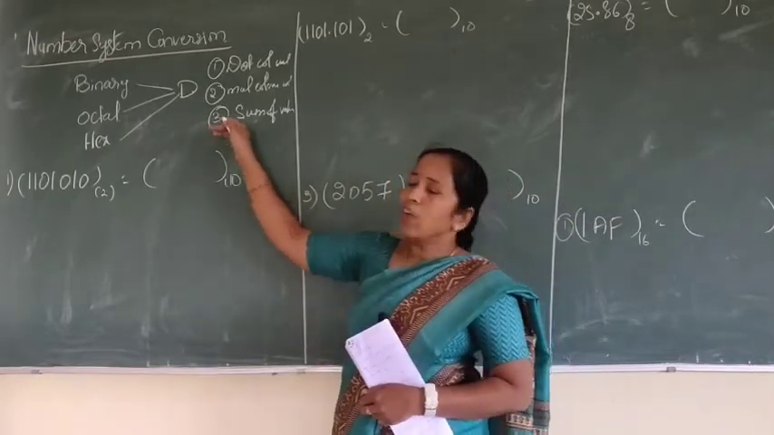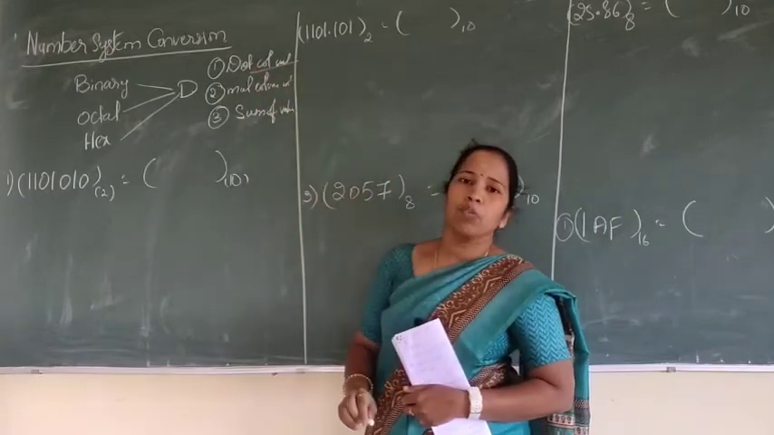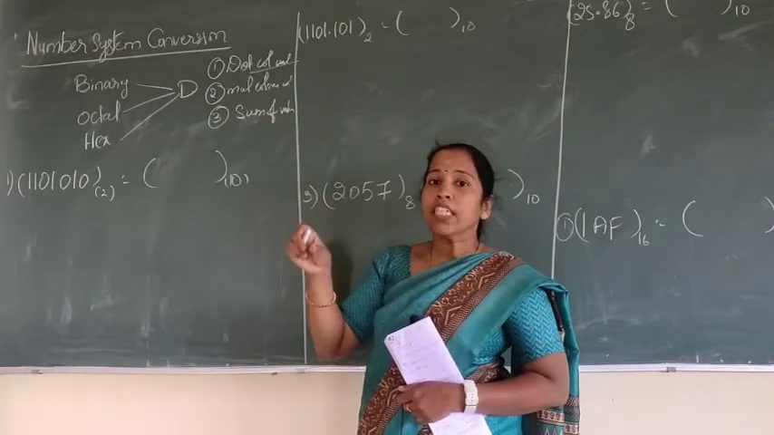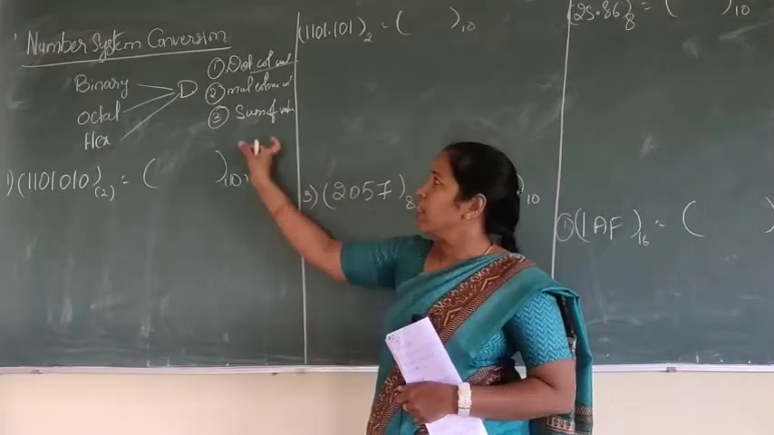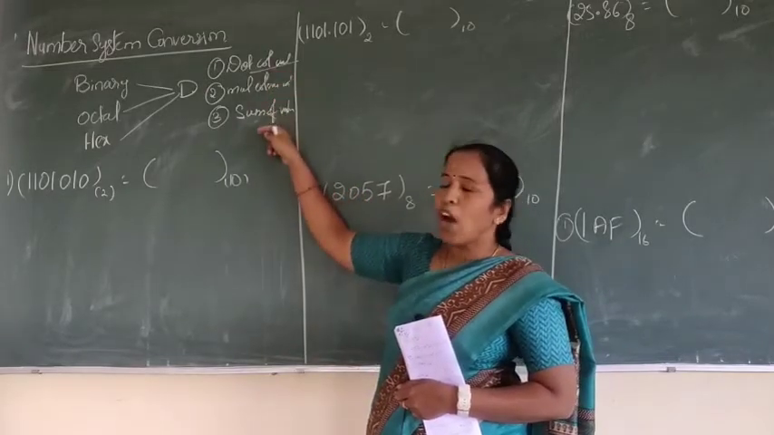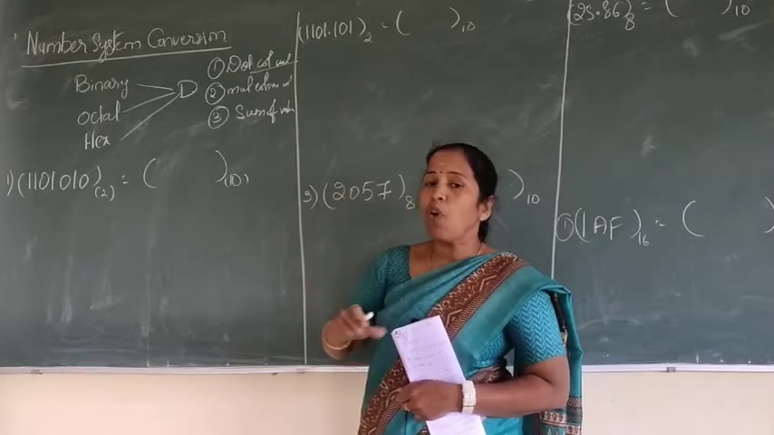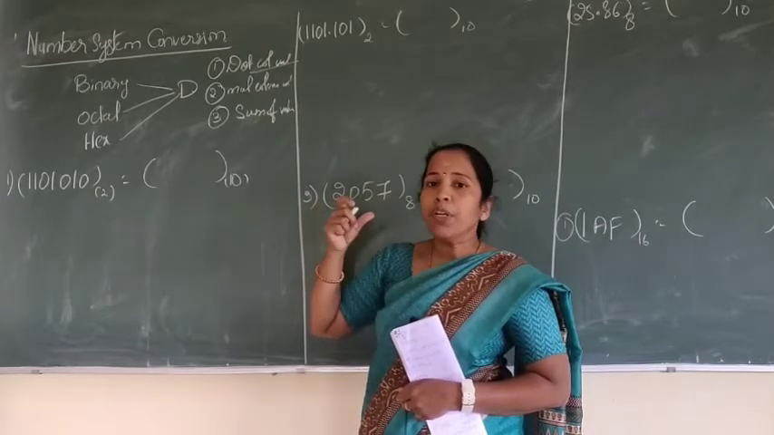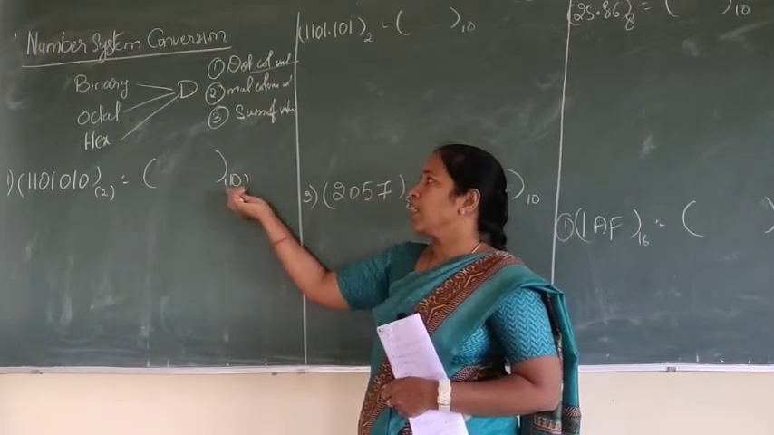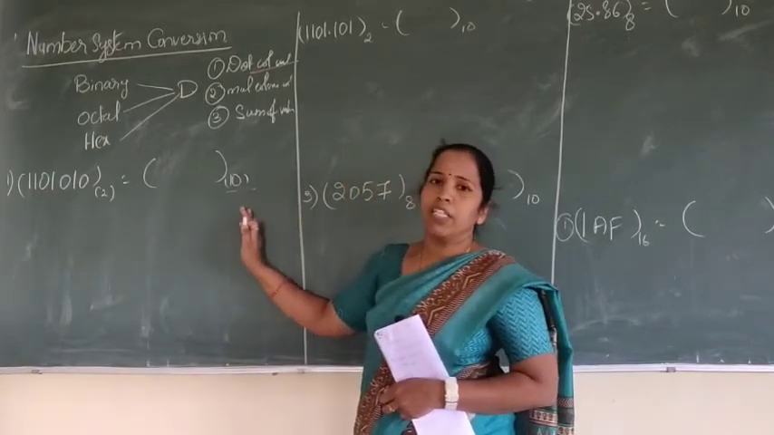Here also you have to follow some rules. First, you have to determine the column values. Second, multiply the column values with the digits present in the number, and third, sum all these column values. These three steps you have to follow. Now, how do you determine the column values? You multiply with the base of the number system from which you are converting. See, binary to decimal.